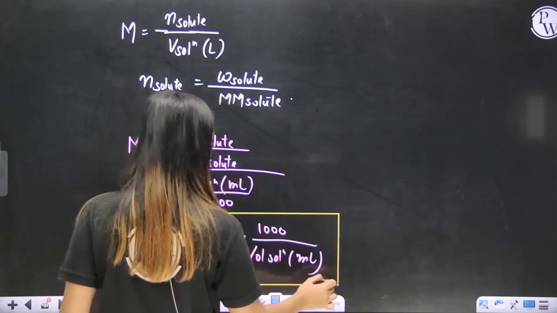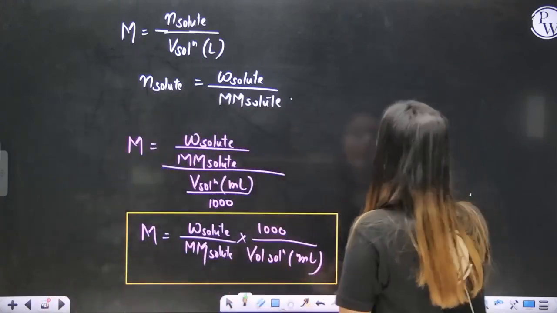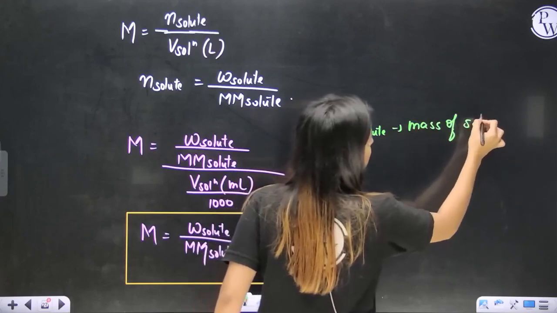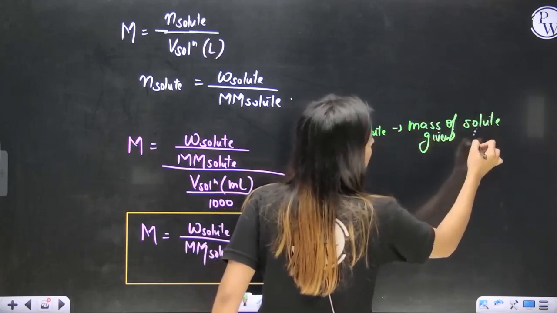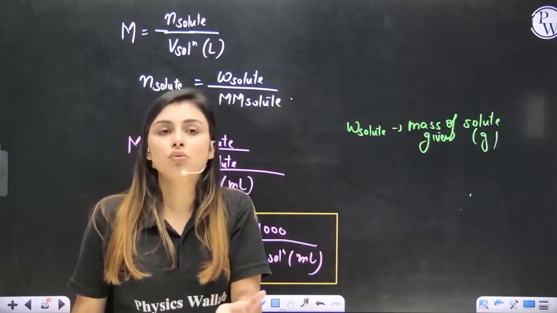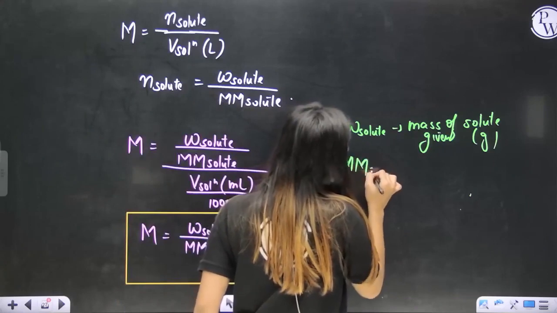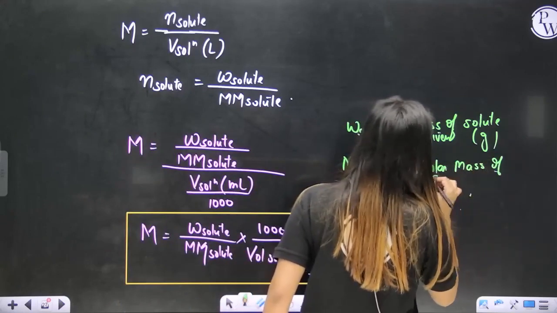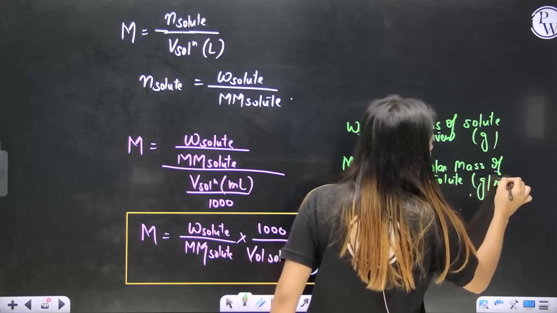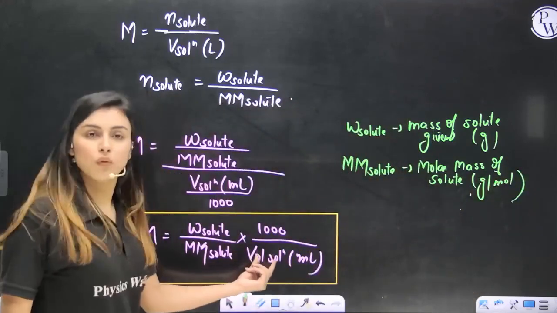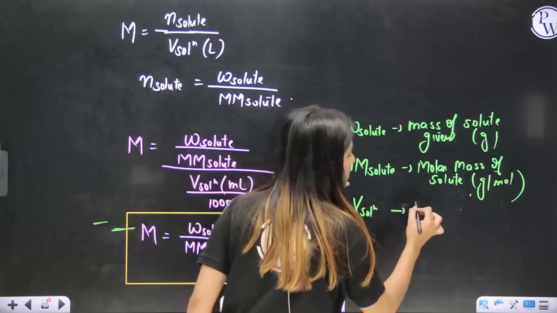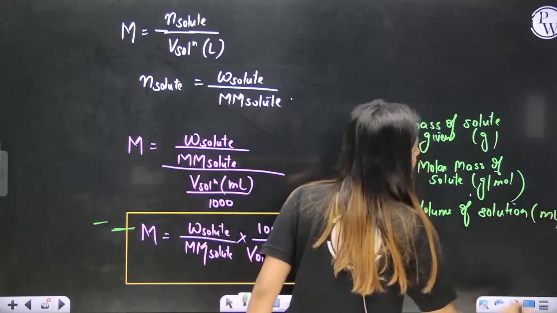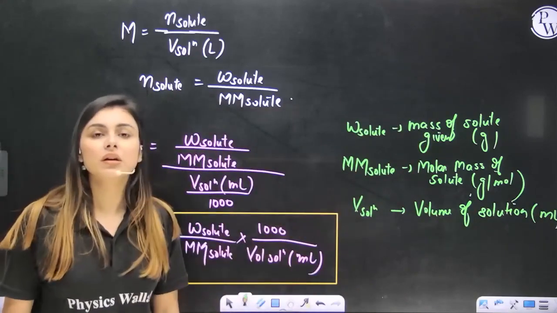I'll just tell you what everything denotes. Here, my dear students, W of solute gives you the mass of solute given in grams. This is the given mass of solute which will be given to you in the question. What does MM of solute denote? This denotes the molar mass of your solute in grams per mole. And the volume of solution here denotes the volume of solution in milliliters. And this whole gives you the formula of molarity.